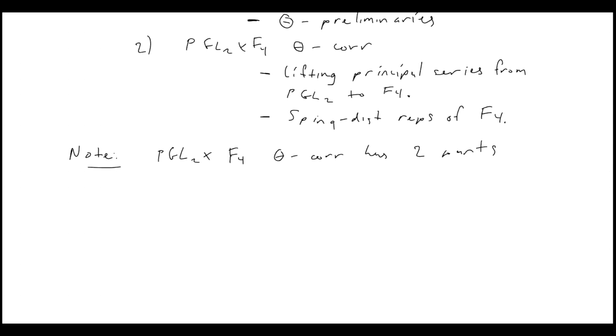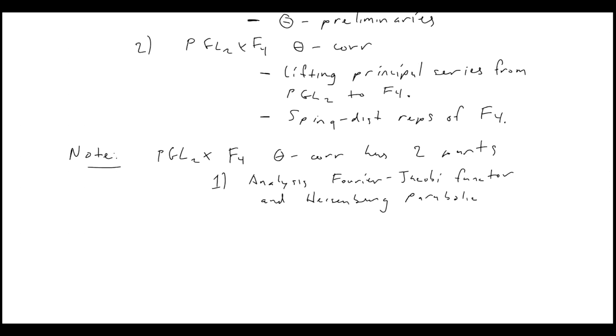So the first is some analysis involving the Fourier Jacobi functor and Heisenberg parabolics. And the second is sort of an analysis involving, let me just say, the Siegel parabolic.